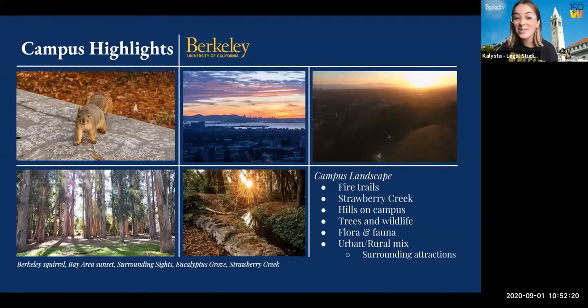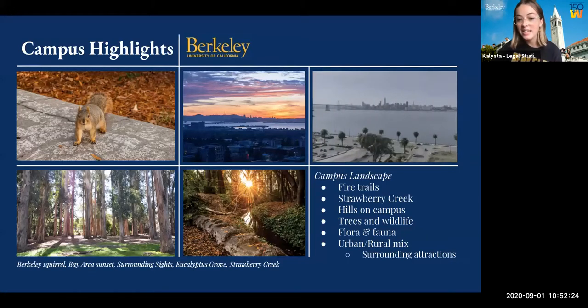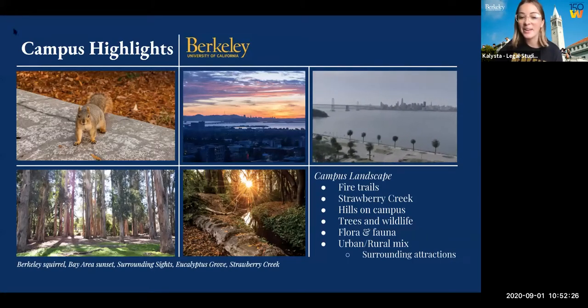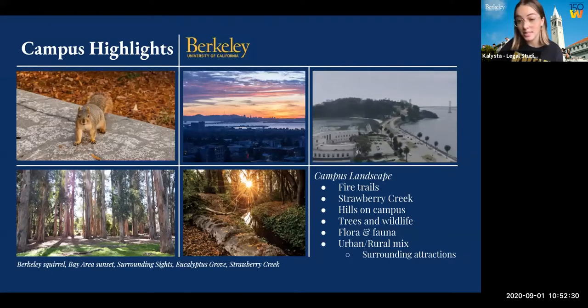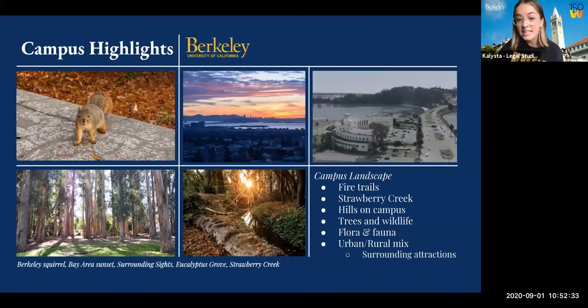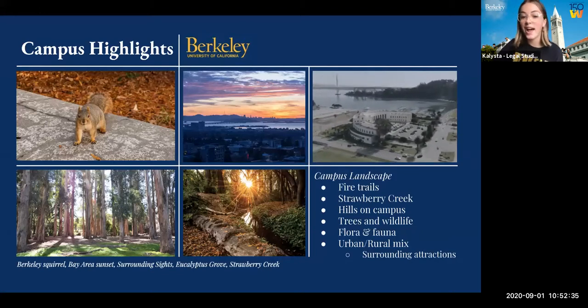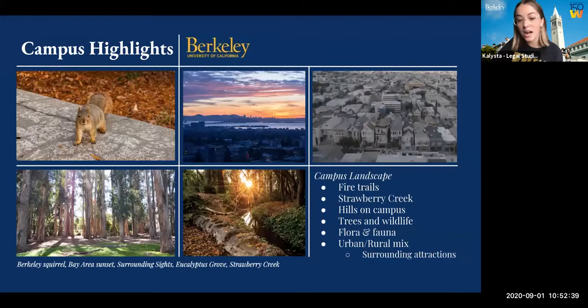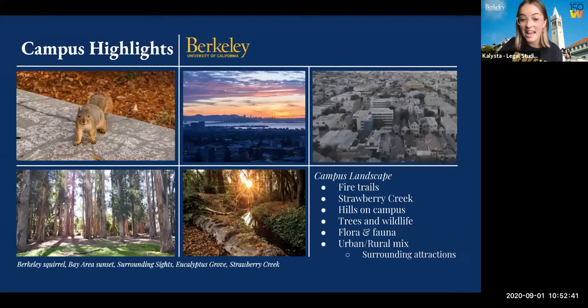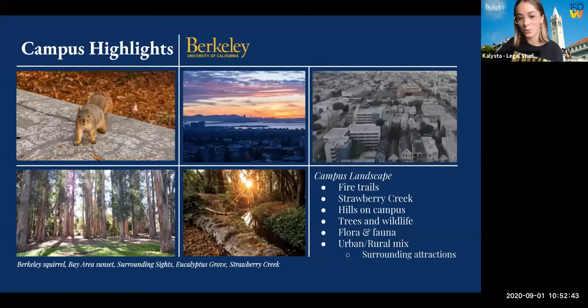So some final campus highlights. We have a gorgeous campus that we of course want to show off a little bit. There's a bunch of nature on campus, which is really awesome to balance with the city aspect of Berkeley. Some of our campus landscape includes fire trails, Strawberry Creek, hills on campus, trees and wildlife, flora and fauna, and a really amazing urban and rural mix.